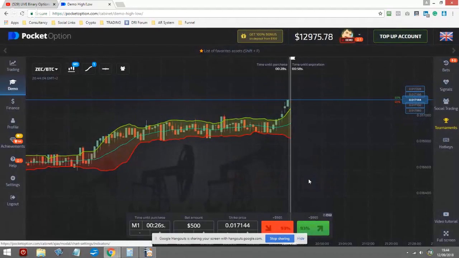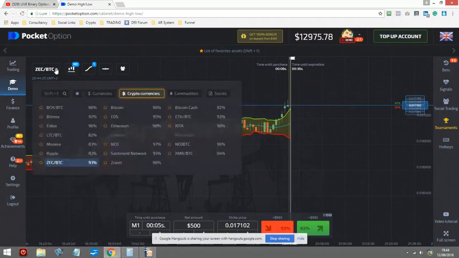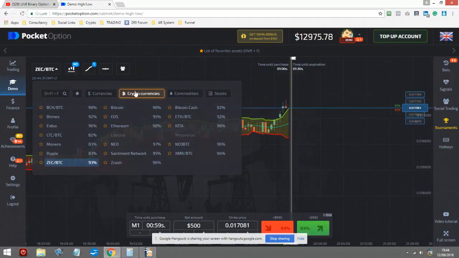It's not a pairing that I normally would trade unless I was really confident about the way that that particular market had been trading during the course of, say, a couple of hours. So what we're going to look for is a pairing that is starting to settle down. Now, I'm going to go with cryptocurrencies simply because I go with cryptocurrencies more often than anything else. So I have a better feel for them.